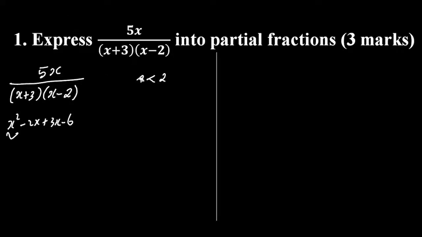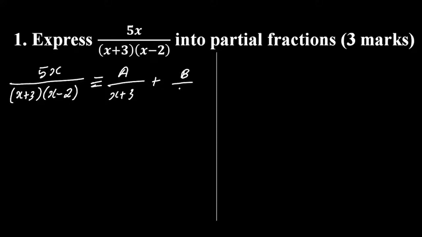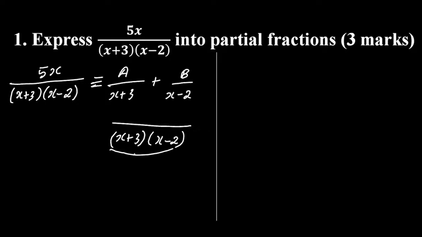So we are free to go ahead and simply express it. Now to express it, we already saw the conditions. Since this is a linear function, we're going to use a constant A divided by x plus 3. Since here also is a linear function, we're going to use a constant B divided by x minus 2. We have to take note that the denominator here is supposed to be the same as the denominator in the original fraction. So we're simply going to copy that x minus 2. Make sure that this and this are the same.